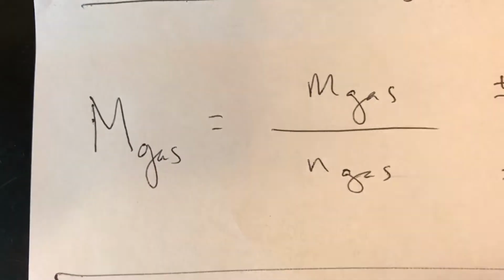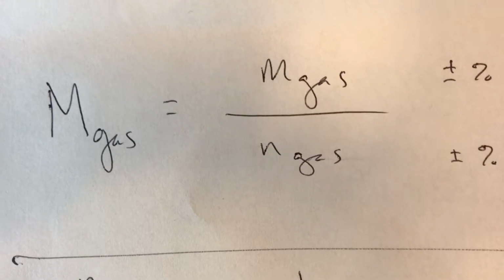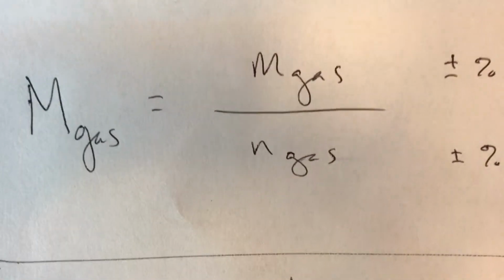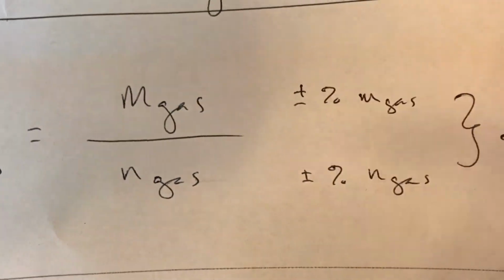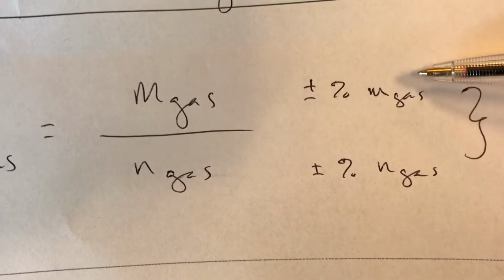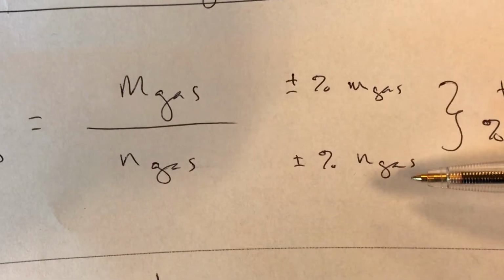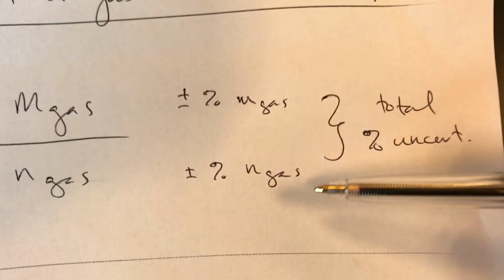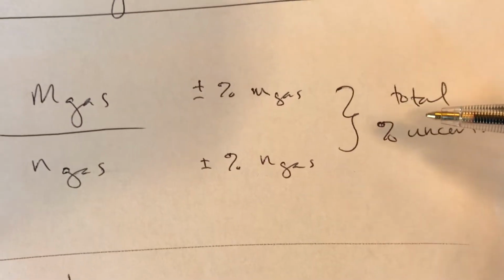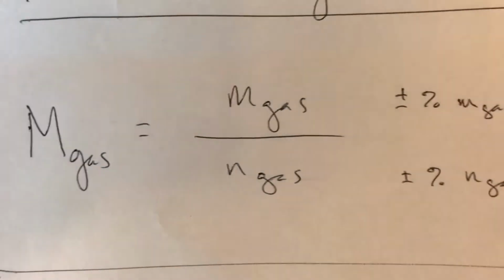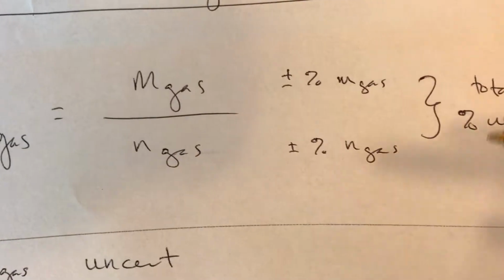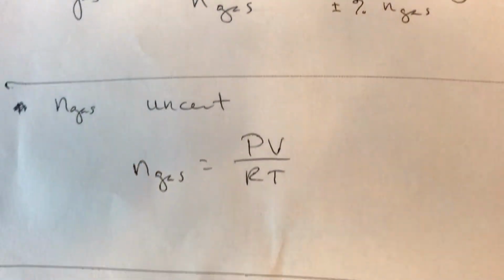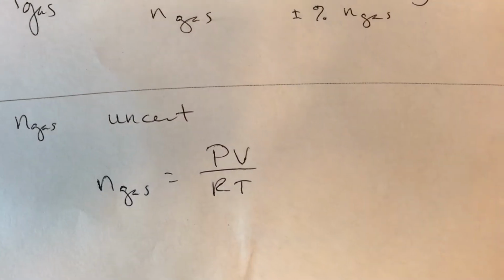So remember that the overall equation is molar mass equals mass divided by moles. So we've got to eventually figure out what's the percentage uncertainty on the mass of gas and what's the percent uncertainty on the moles of gas. And if we add those together, we'll get the total percentage uncertainty, which we can convert into absolute uncertainty following our normal uncertainty rules. Let's take that one piece at a time.